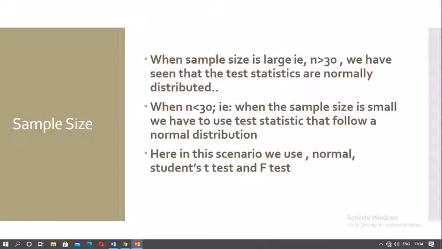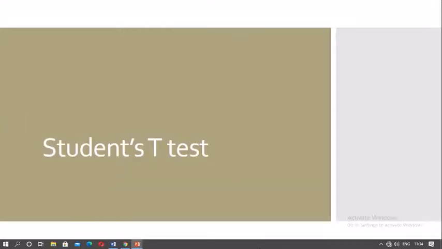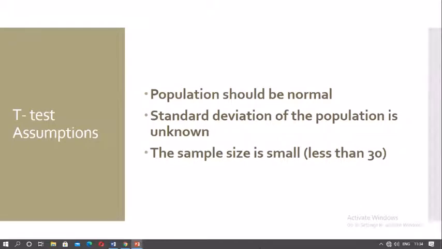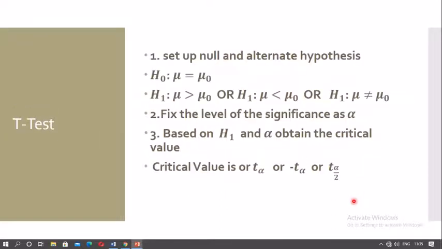So here we are going to learn how to test a test statistic using student's t-test and f-test. First, let's move on to student's t-test. There are certain assumptions regarding student's t-test. The assumptions are: the population should be normally distributed, the standard deviation of the population is unknown, and the sample size is small, that is, usually less than 30.